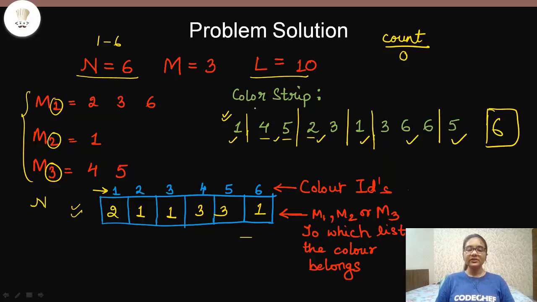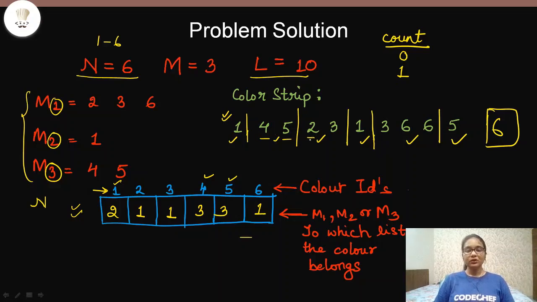Now when we check the second color, that is 4, at index position 4, the fourth color ID belongs to the third list, which is not the same as the one belonging to the second list. This is different, right? 4 and 1. So that is why we will increase the count. It means another segment has been formed. Now when we go to 5, 5 belongs to 3, which is the same as the previous one. 4 was also belonging to 3, right? So the count will not increase, which means the segment remains the same.